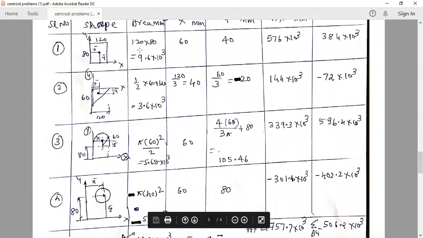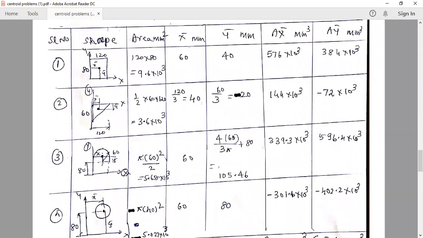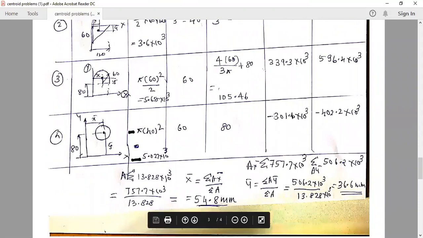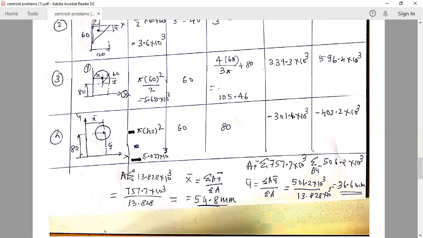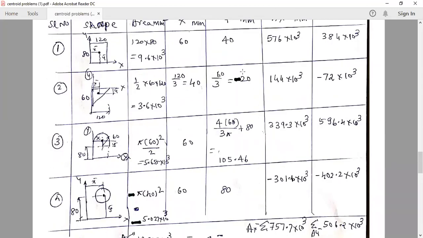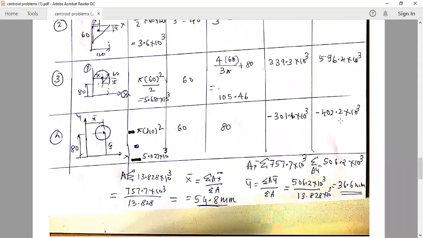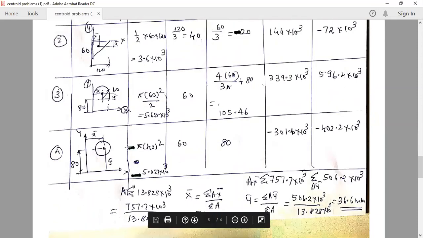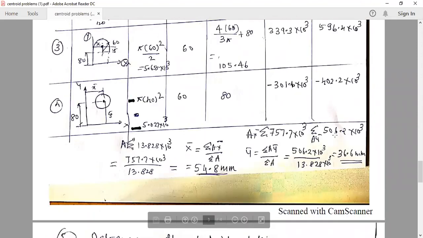Then while doing the summation of area, A1 plus A2 plus A3 minus A4, I will get summation of A. Finally, while multiplying A into X bar, this becomes negative since the area is negative. This into 80, you get negative. These two columns are negative, as well as this column, because Y bar is negative here. So be careful about the negative sign. Then do the summation of A, summation of A X bar, summation of A Y bar, by considering the negative sign also.